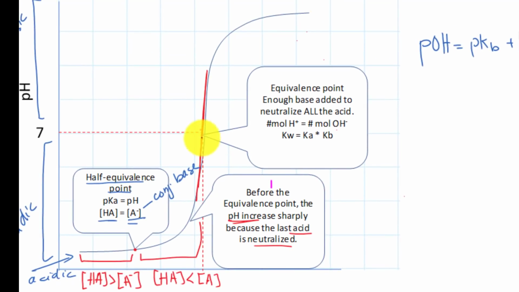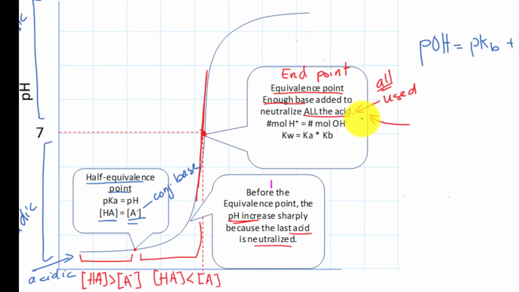But before we go all the way to a pH of 14, we pass a point called the endpoint. It's also known as the equivalence point. So this is the endpoint, okay? And what's so special about this endpoint is that we have added enough base to neutralize all the acid. What does that really mean? Well, that means there's no more acid left. That means all the acid has been used.